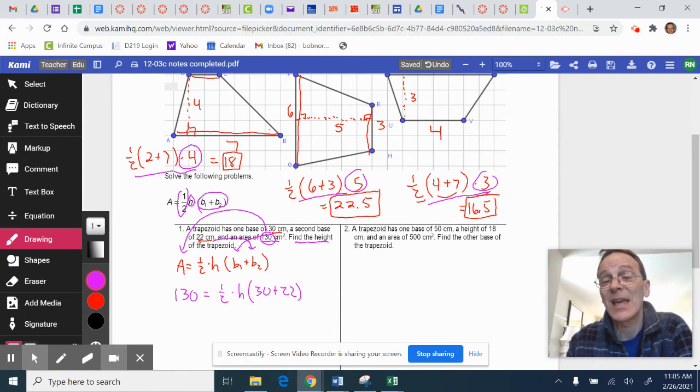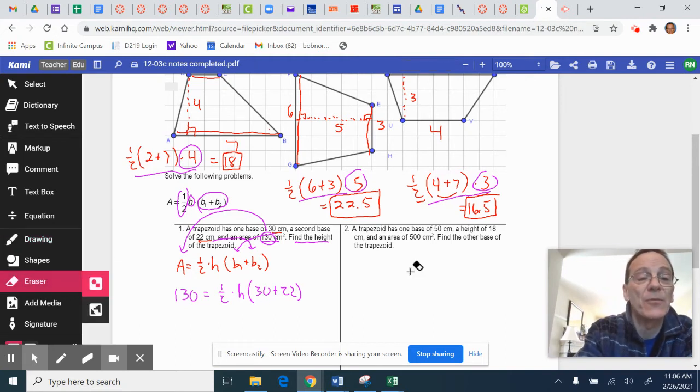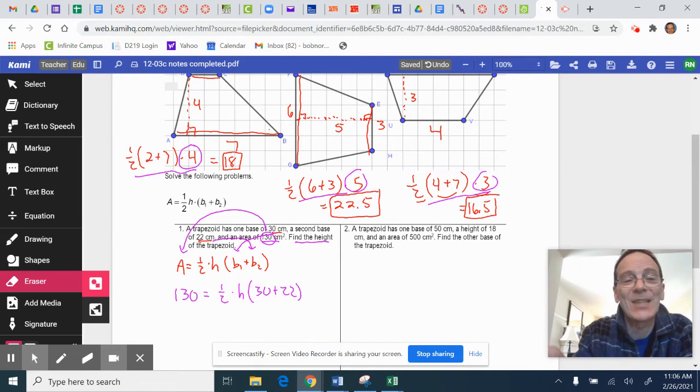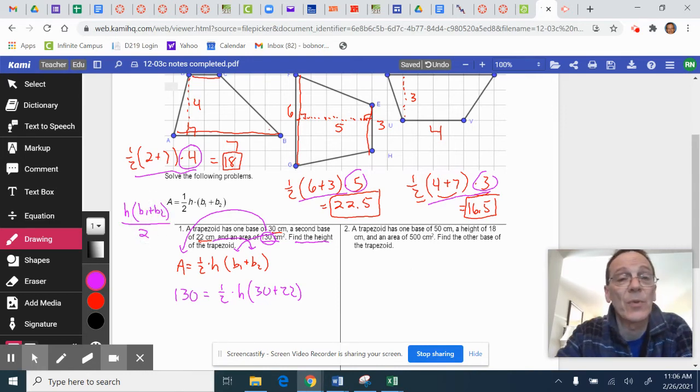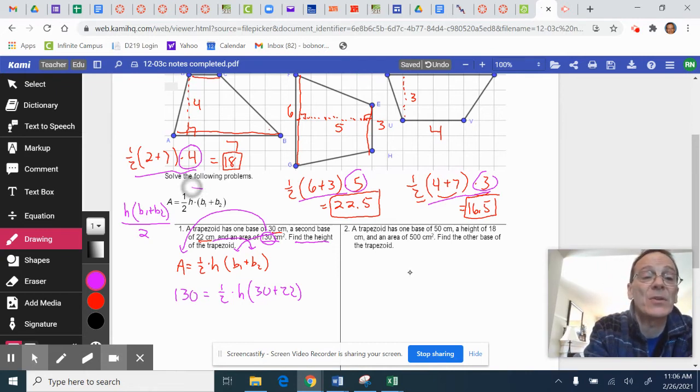2 times 10 times 5 is the same as 5 times 10 times 2. So this trapezoid area formula can be written in several different ways. In fact, here's another way to write the formula. Let's write h times B1 plus B2 over 2. Could write it that way. Algebraically, that's the same thing as this expression.